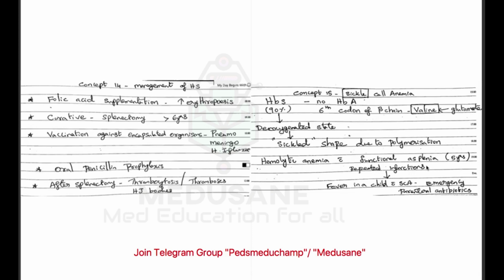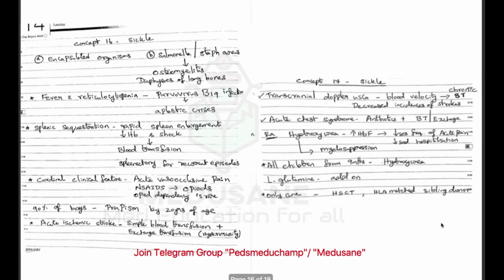And since the asplenia is there, they are prone to repeated infections. So they are prone to infections from which they can die also because of the splenic dysfunction. Spleen is such an important organ. So whenever there is a fever in a child with sickle cell anemia, they have asked a question like this. It is an emergency, because the spleen is not there. They might worsen anytime. So remember to give parenteral antibiotics for that.